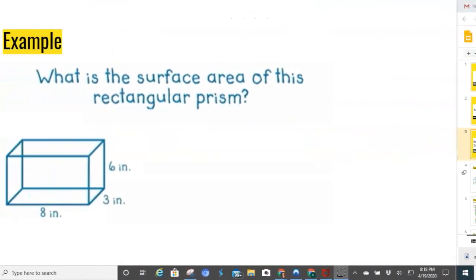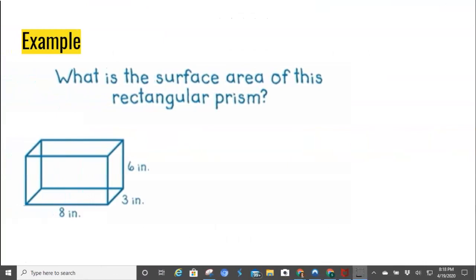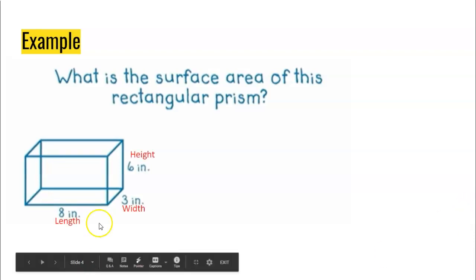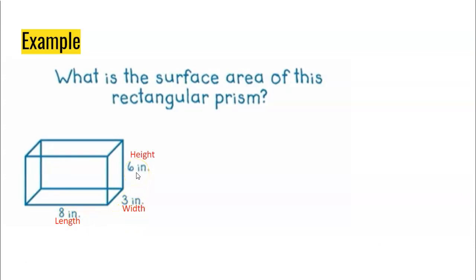Alright, so here we have a picture of a rectangular prism, and it says, what is the surface area of this rectangular prism? So it's helpful if you designate which measurement is the length, which is the width, and which is the height. So for this one, 8 is our length, 3 is our width, and 6 is our height. It doesn't really matter, and you shouldn't stress out, because even if you turn this on its side, it would change which one's the length, which one's the height, which one's the width, but it wouldn't change the size of the shape. So you don't need to stress out too much about which one is the length and which one is the width.